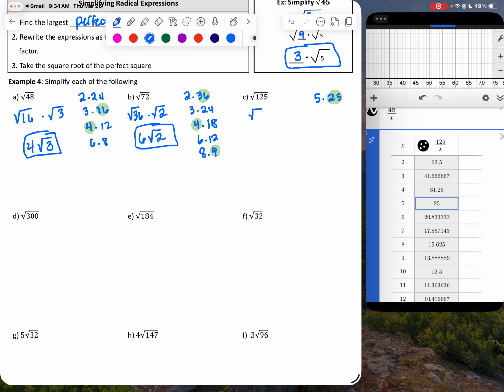So I'm going to rewrite this as square root 25 times square root 5. Now, the square root of 25 is 5, and square root 5 will not simplify. So the square root of 125 simplifies to 5 times the square root of 5.